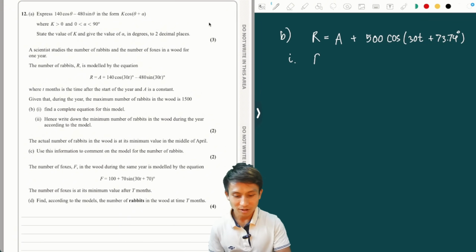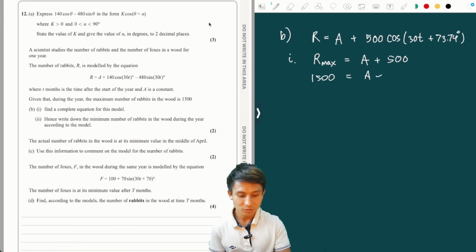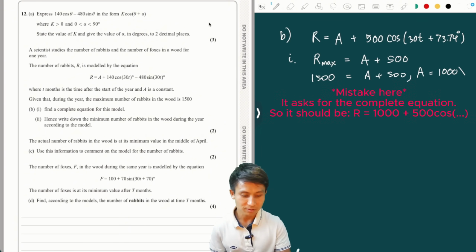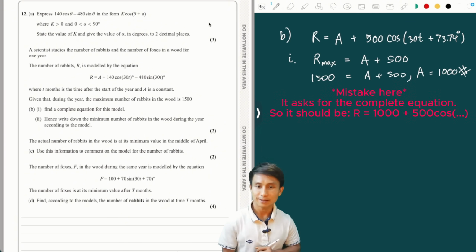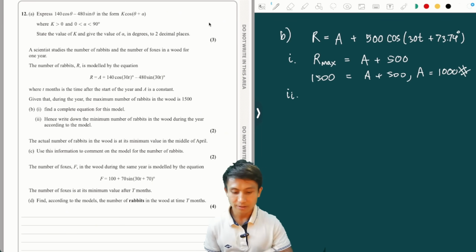So R max is just A plus 500, right? Well, that means we equate the 1500 that they told us to this. And we get A equals 1000. Answer. Okay? That's it. For II.